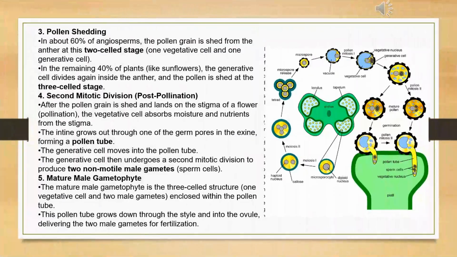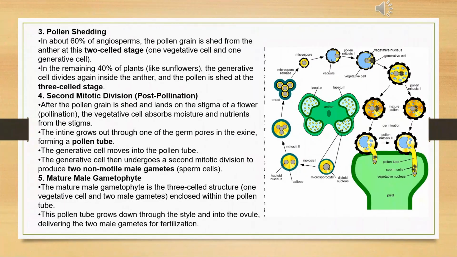The third one is pollen shedding. In about 60% of angiosperms, the pollen grain is shed from the anther at this two-celled stage, one vegetative cell and one generative cell. In the remaining 40% of plants, like sunflower, the generative cell divides again inside the anther and the pollen is shed at the three-celled stage.